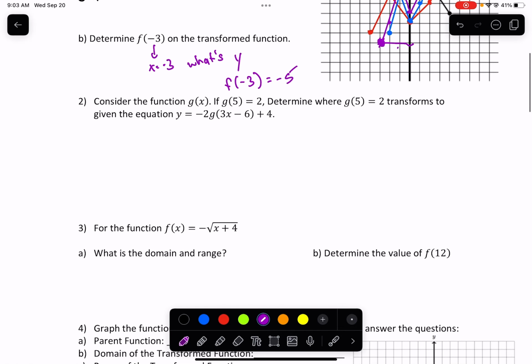Okay. So we're going to consider the function g of x. g of 5 is equal to 2. Determine where g of 5 equals 2 transforms to, given the equation. That might help. First things first, though. On the inside of the function, what's the problem?